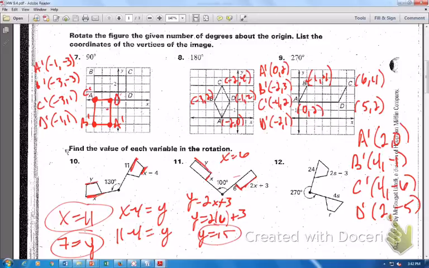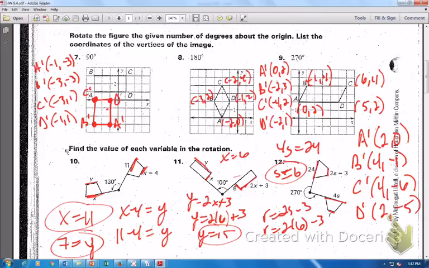And last but not least, same deal. This side and this side will match up, so 4s is going to equal 24. S is 6. If that's the case, r and 2s minus 3 are going to match up. So r is going to be 2 times 6 minus 3, which is 12 minus 3, which means that r is going to be 9. Okay? Hopefully that makes enough sense for you to take a few minutes to discuss with your neighbors and get ready for the quiz.